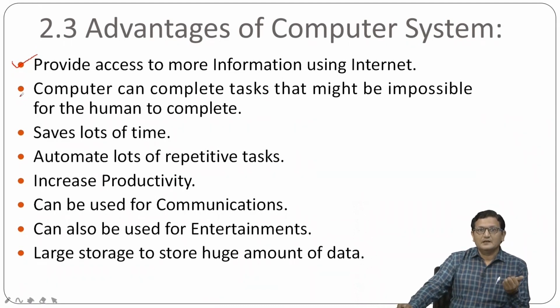Second, a computer can complete tasks that might be impossible for a human to complete, right. There are several tasks which computers can do. I think you are already aware that we have sent rockets to the moon, Mars and other planets. Obviously, we are not sending a human. Initially, we fit computers in the aircraft, a different type of computer which we call a robot.